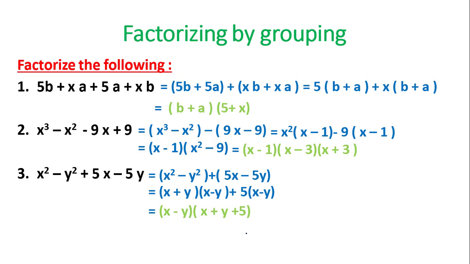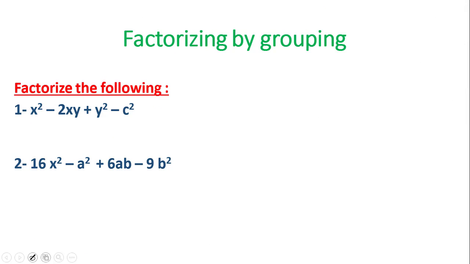So I factorize until I have two factors which can't be factorized more. Let's take more exercises here. For example, x power 2 minus 2xy plus y power 2 minus c power 2. I can notice that all this part is a perfect square trinomial. The first is power 2 and positive, the third is power 2, and here I have negative 2xy. This is x minus y all power 2, as we studied before, and here I have negative c power 2.